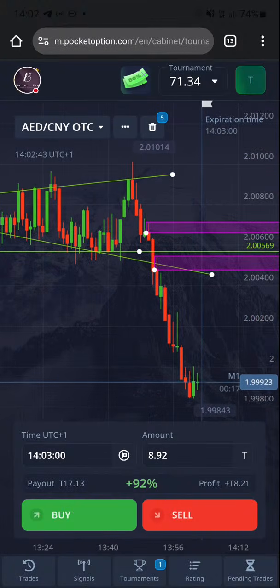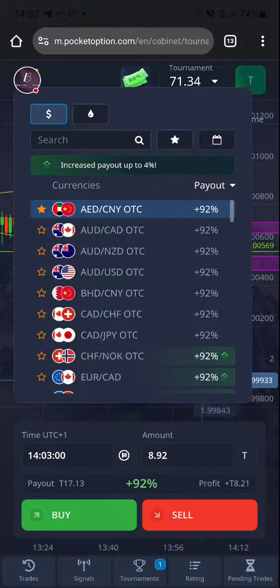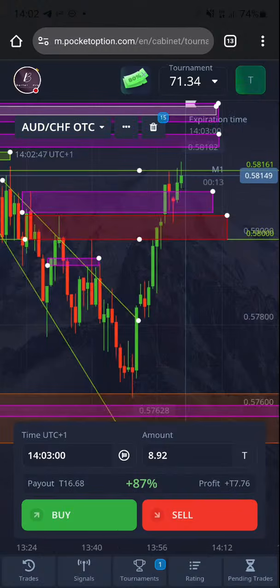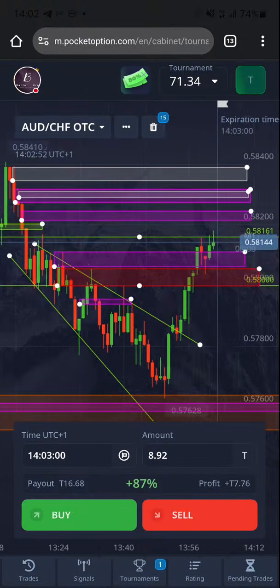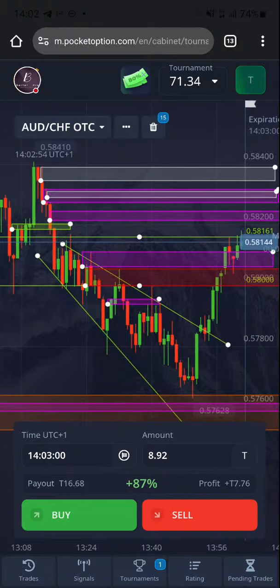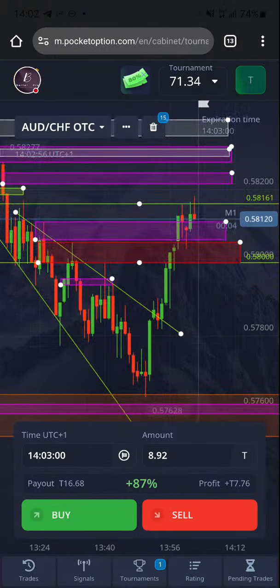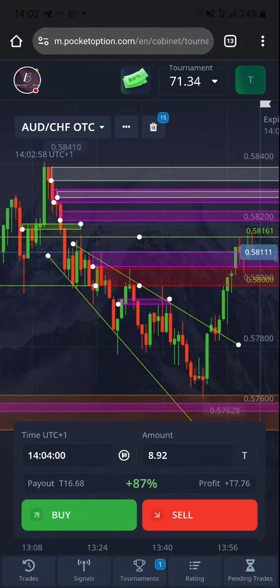Now look at this. This is going to be our entry. Let's check the other side. Let's see what's happening. The buyers are really trying to push to the upside. I understand that. But at the same time, we have all the sellers' entries.